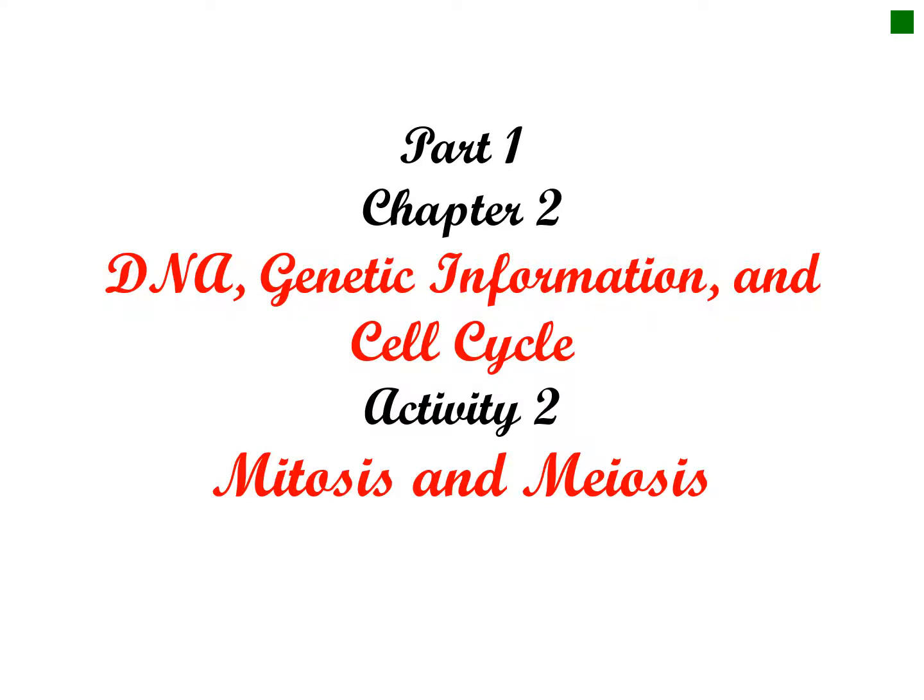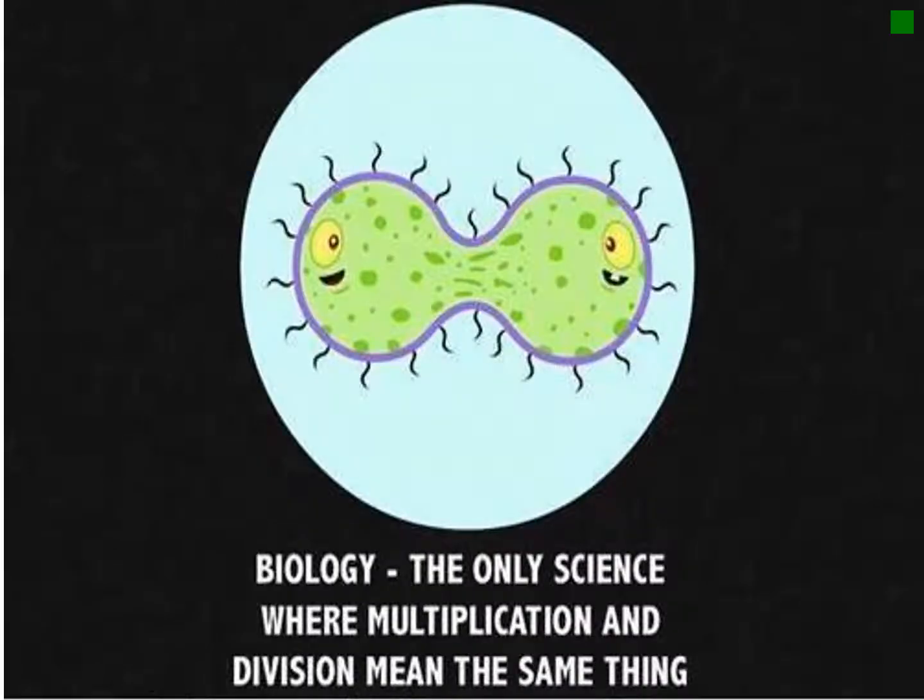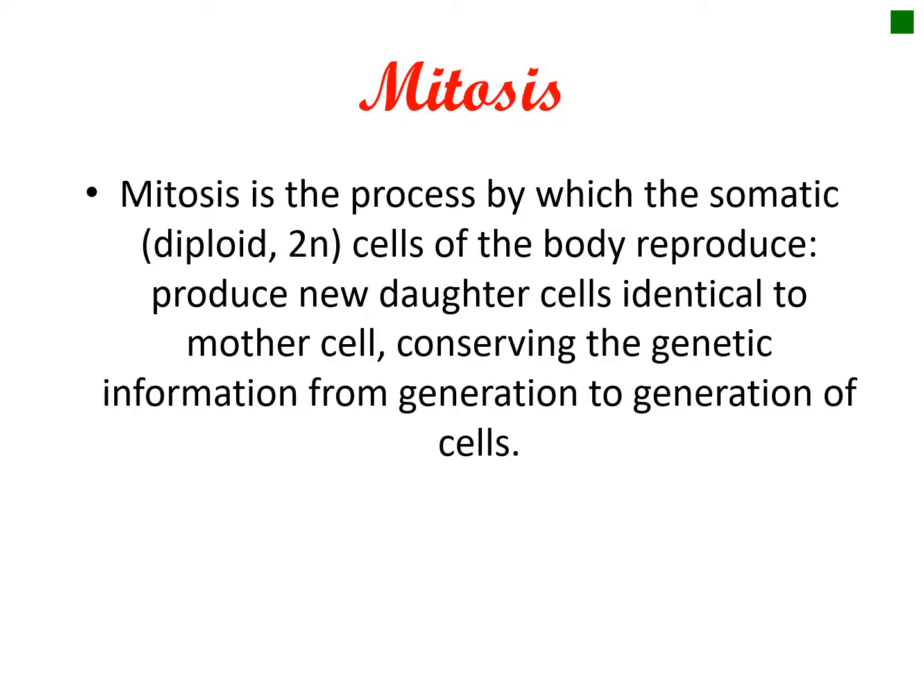Students, let's move to chapter 2, activity 2 about mitosis and meiosis. First of all, let's have a funny idea about biology. Biology is the only science where multiplication and division have the same meaning, or do the same thing. For example, mitosis. Let's start with mitosis.